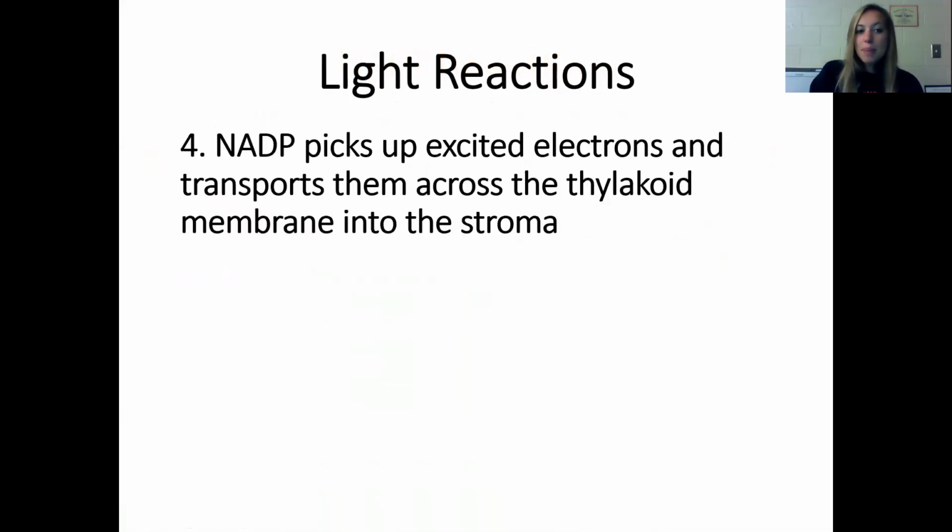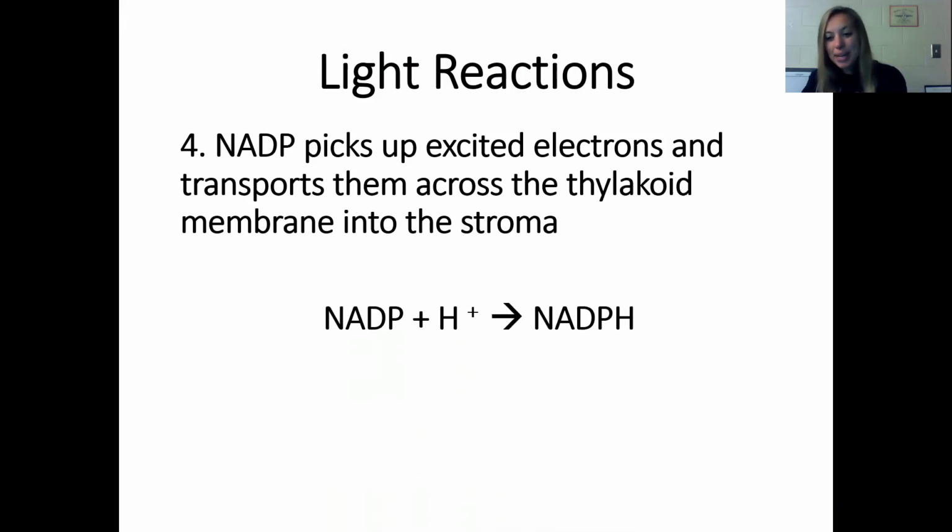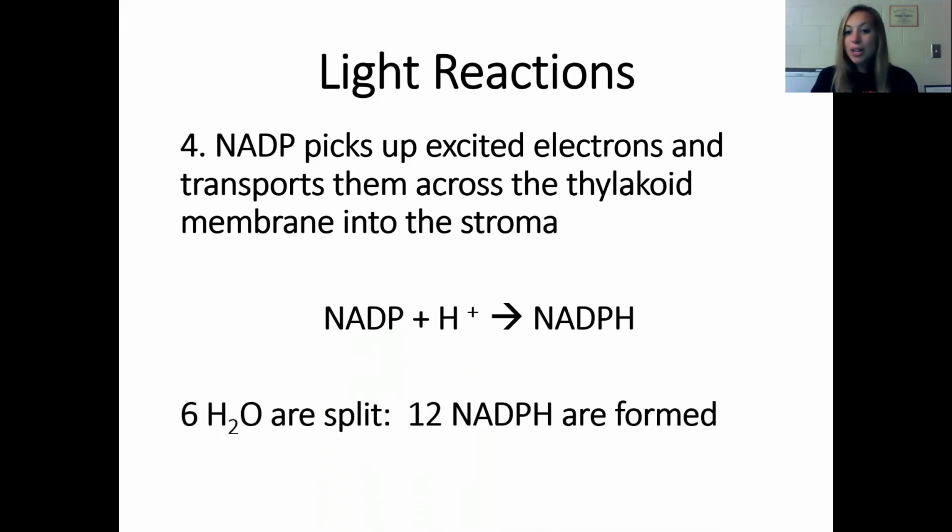All right. The next step is NADP is going to pick up excited electrons and transport them across the thylakoid membrane into the stroma, that fluid-filled space, right? So NADP picks up those really excited electrons and transports them out of the thylakoid. NADP grabs on to the H, and now we have NADPH, just like in cellular respiration where it grabbed those H's and took them to the electron transport chain. So the 6 waters are split apart, and now we have 12 NADPH formed.